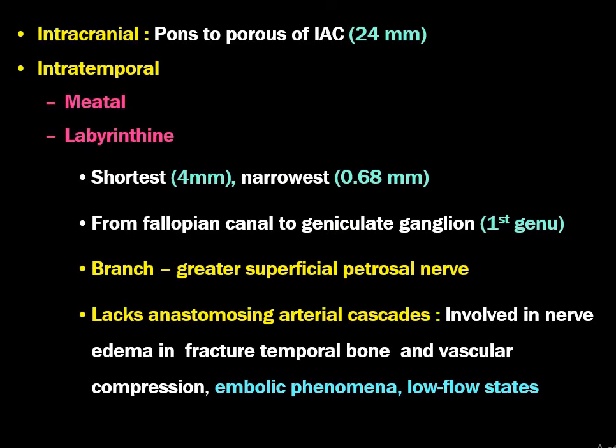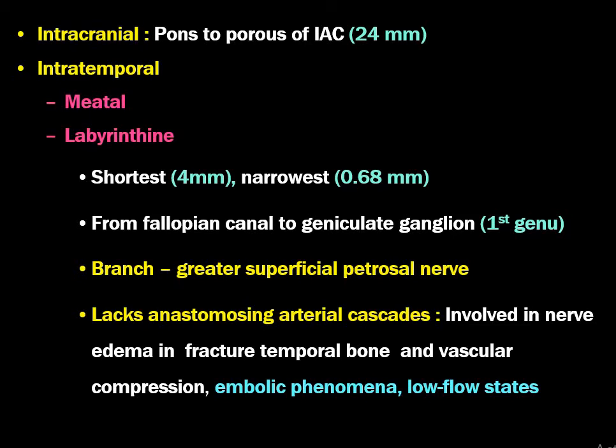The intracranial portion, which extends from pons to the porus acusticus, is 25 mm in length. The intratemporal portion, meatal segment, lies in the internal acoustic meatus. The labyrinthine segment is shortest, as already told, 4 mm. It is the narrowest segment, around 0.68 mm. It extends from the fallopian canal to the geniculate ganglion, that is first genu.